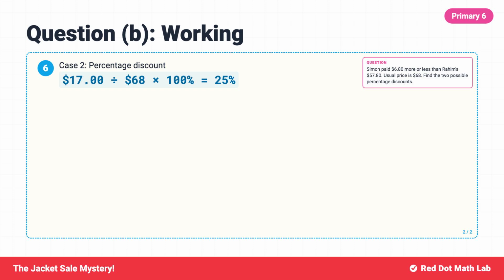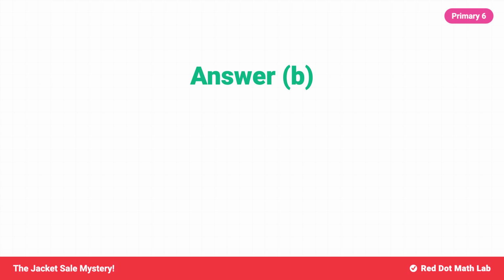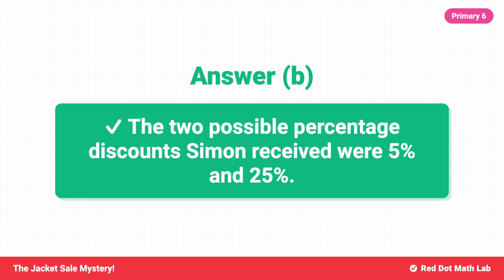Do you see how listing both cases helped us find both answers? Let's state our final answer. The two possible percentage discounts that Simon received were 5% and 25%.